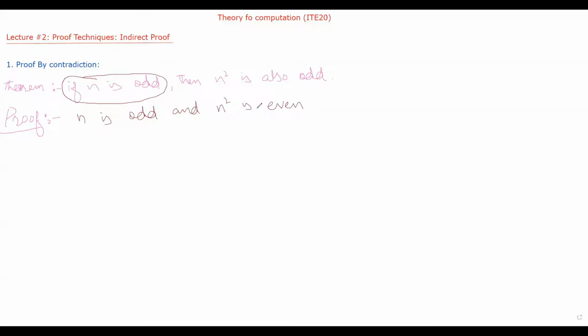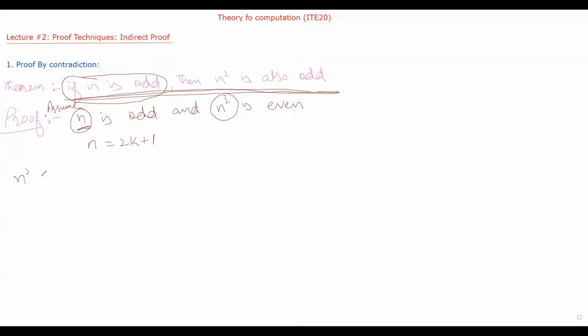So we are assuming the opposite, the contradiction of this statement. Let's say n is odd and n square is even. We assume this is true. Now, when we have assumed n is odd and n square is even, then n can be written as 2k plus 1. Why? Because if n is odd, then n can be written as 2k plus 1.